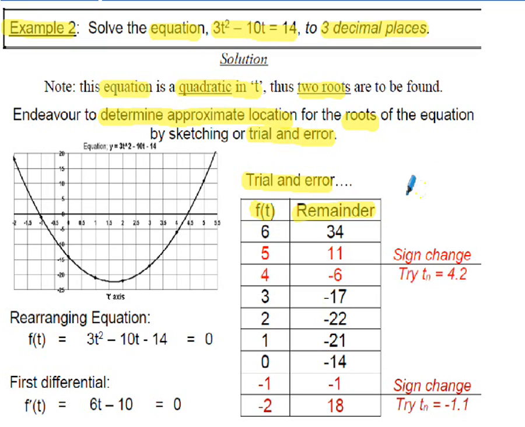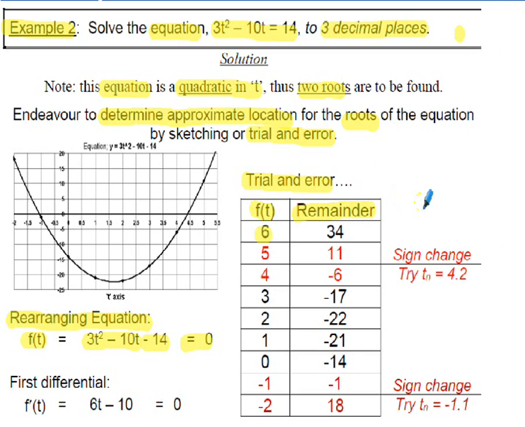So first of all, let's find the function of t in this case by simply rearranging the equation given in example 2. Rearranging to get all the terms onto one side of the equation, my function of t in this case will be 3t squared minus 10t minus 14. In other words, I add 14 to both sides of the equation given in example 2. So that will equal 0. So back to my trial and error process.